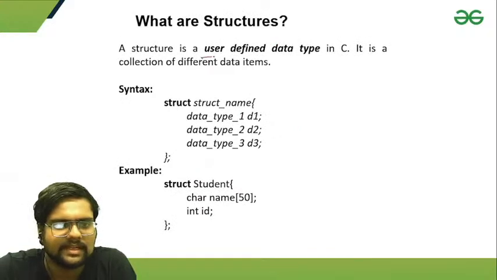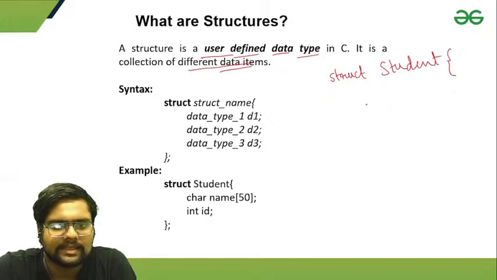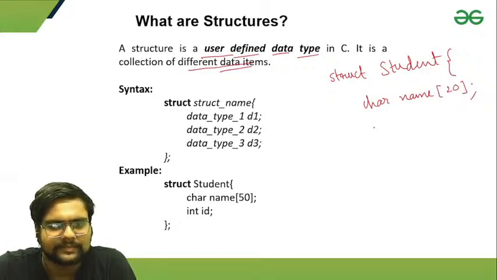As we have seen, a structure is a user-defined data type, and it is a collection of dissimilar data items, meaning different data items. Say I want a student record. In this, I want first the name of the student. Let's say the name can take 20 bytes. Then we have int roll number. Then we have float percentage.